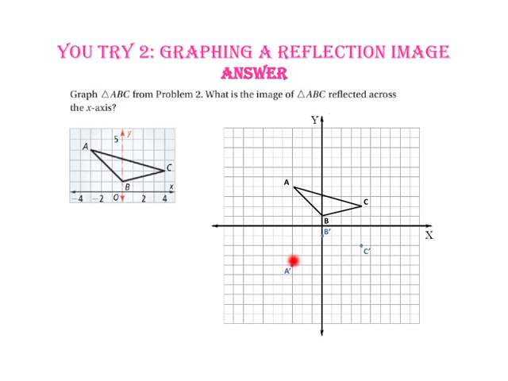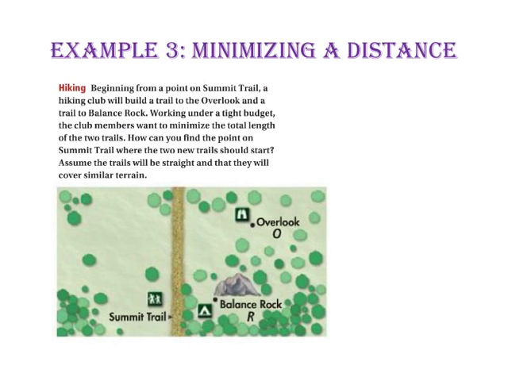Now, connect points A prime, B prime, C prime to form triangle A prime, B prime, C prime. We have reflected triangle ABC across the x-axis to give us triangle A prime, B prime, C prime. In example 3, we will minimize a distance.